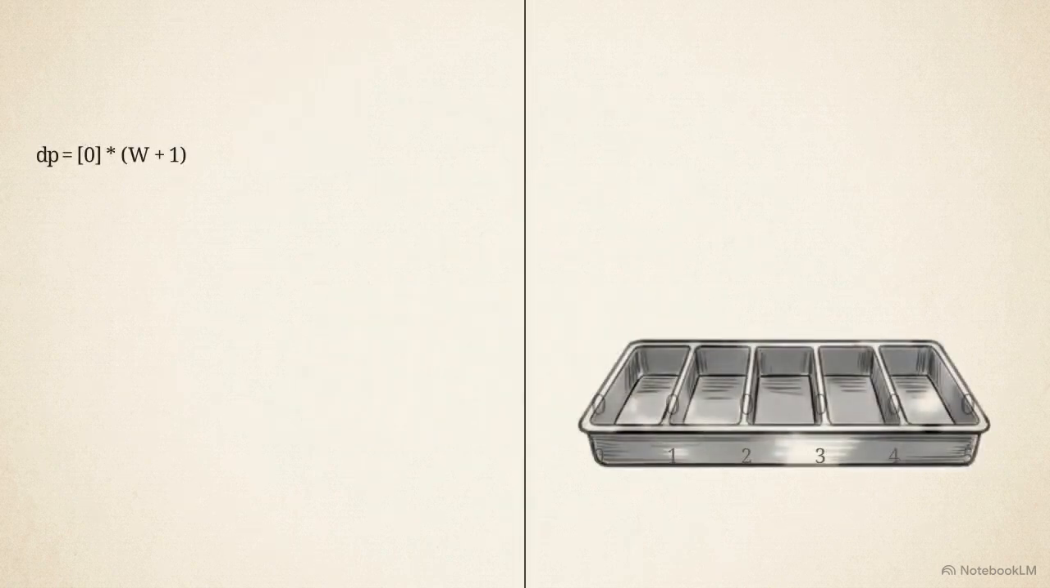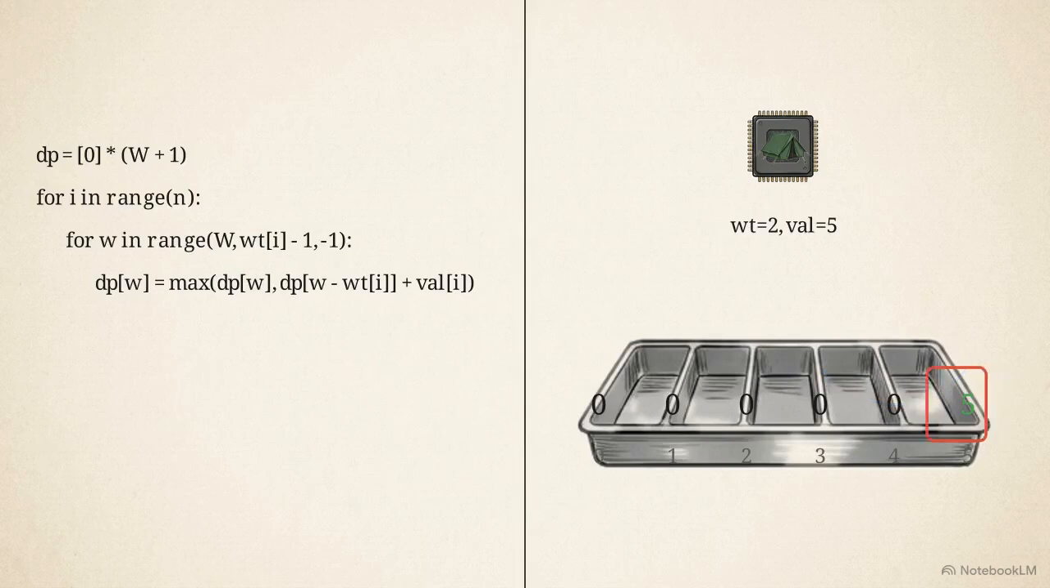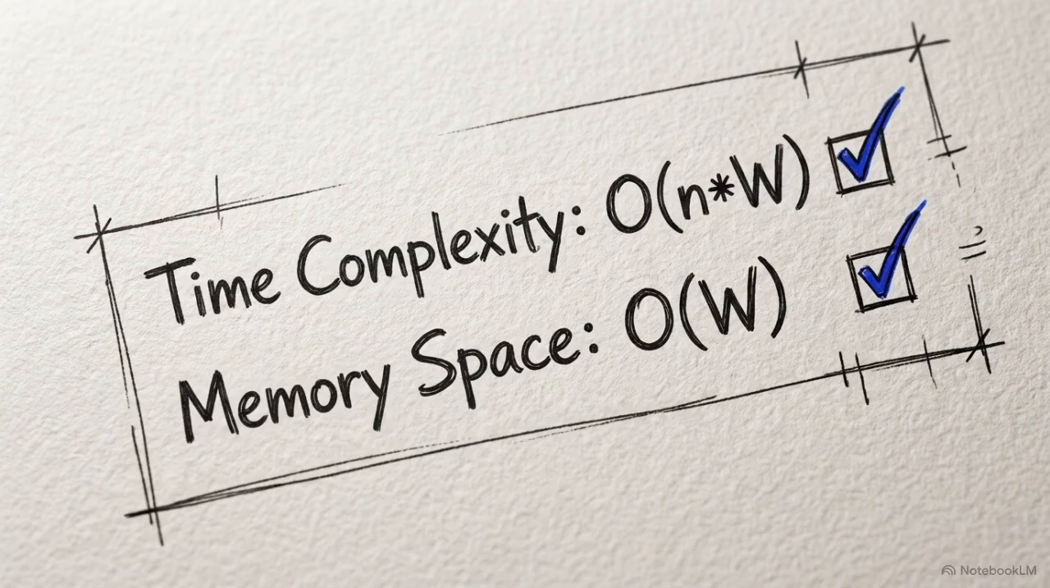In Python, we initialize a 1D array of size w+1 with zeros. An outer loop iterates through items. An inner loop counts backwards from capacity w. Each cell updates to the maximum of its current value versus including the new item. This structure allows the algorithm to handle both time and memory as efficiently as possible.